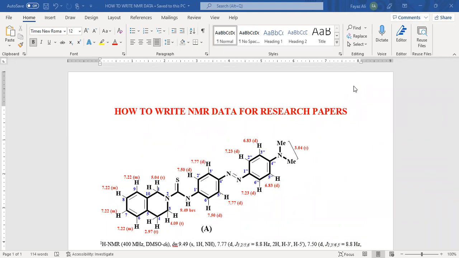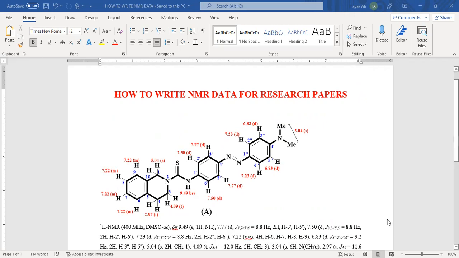Today we will learn how to write NMR data for research papers. I have seen many people who are facing difficulties to write research papers and their NMR data.